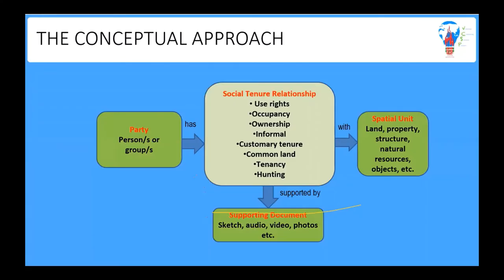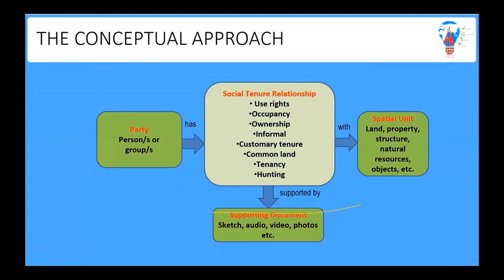So that's a conceptual approach. And it's represented in a pictorial way that you can relate to the model itself. That is, we're looking at the party having a relationship that is called the social tenure relationship to a particular spatial unit. And you see these terminologies are changing because we don't want to limit ourselves to the person, to the land. So you have the flexibility to look at person in a different way. It can be a party, a group, a society, a settlement, a local government, and that becomes your party, and the relationship can vary.